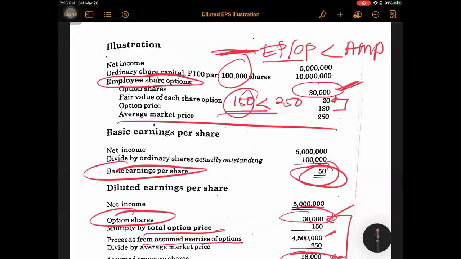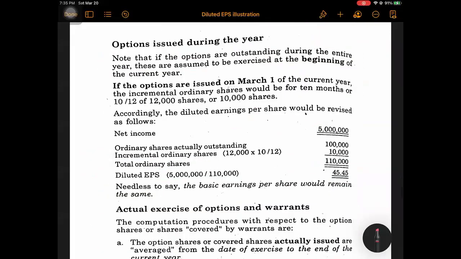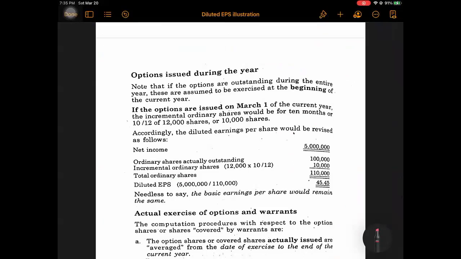How about if options are issued during the year? There are changes in the computation. If the options are outstanding during the entire year, these are assumed to be exercised at the beginning of the current year. But if the options are issued on March 1 of the current year, the incremental ordinary shares would be for 10 months, or 10 over 12, or 10,000. So it is averaged because we base it on the issuance date.